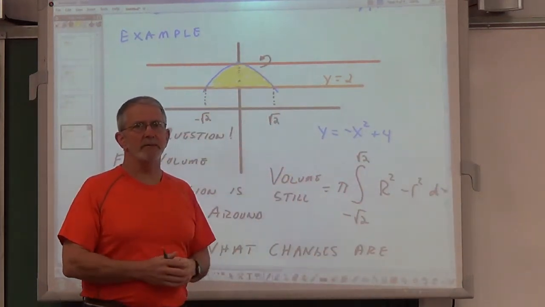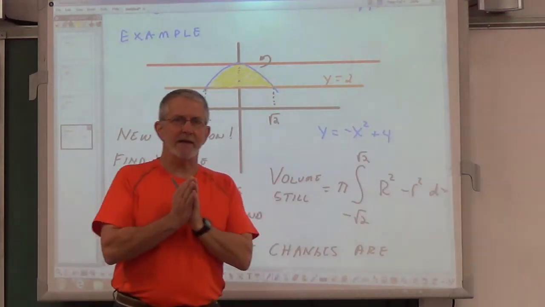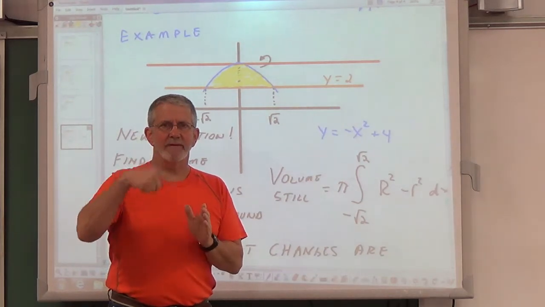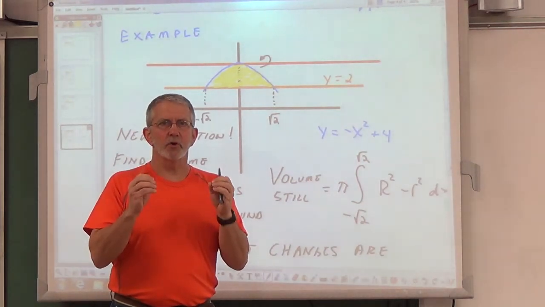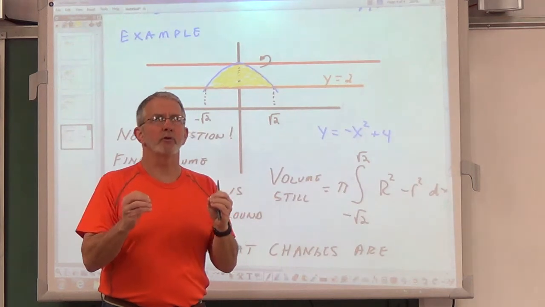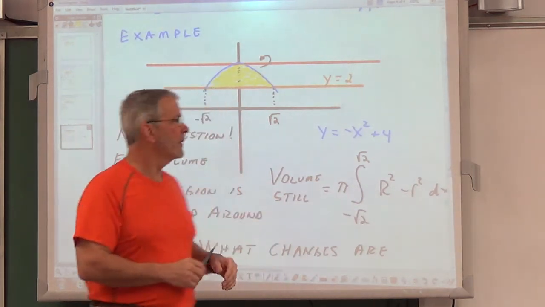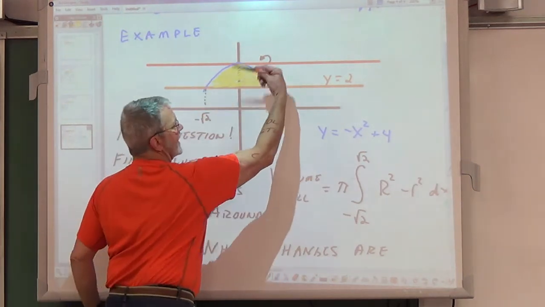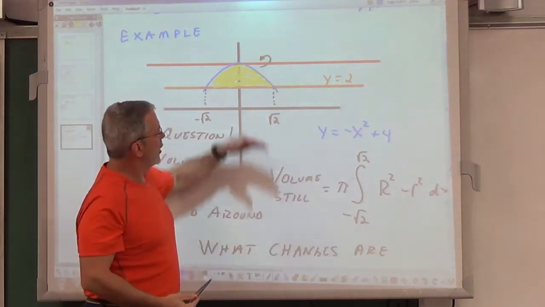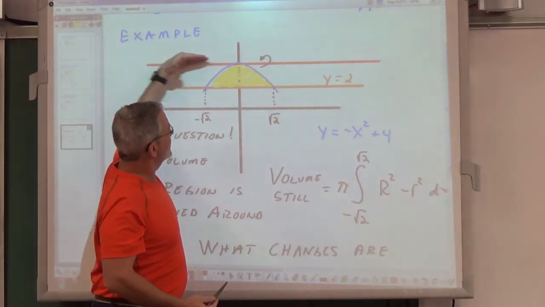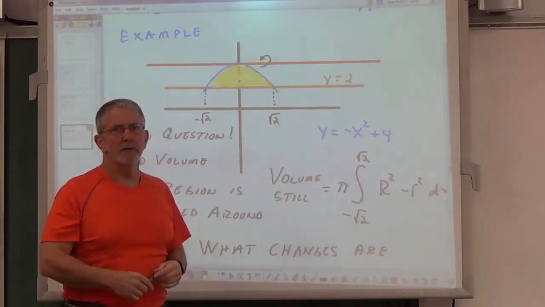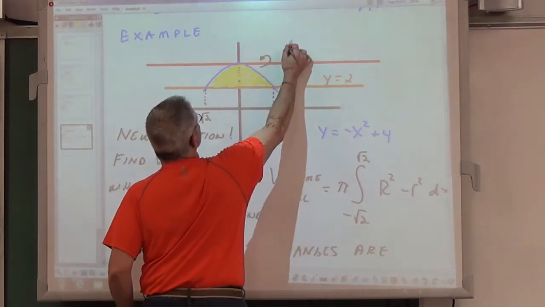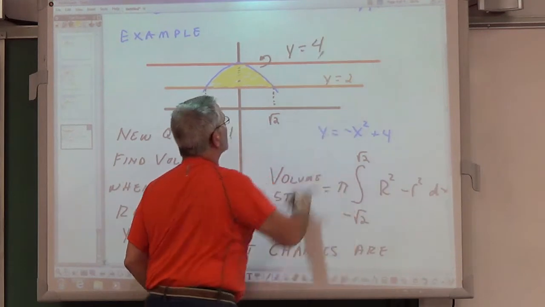When you do these problems on your homework, I would suggest that you take a red pen and you sketch the axis of revolution. That's where you're going to start. That's how you're going to find your big R and your little r. And so this is my axis of revolution. This is what I'm revolving that yellow region around. I'm no longer revolving it around the x-axis. I'm revolving it around this other horizontal line, which just so happens to be, in this case, y equals 4.